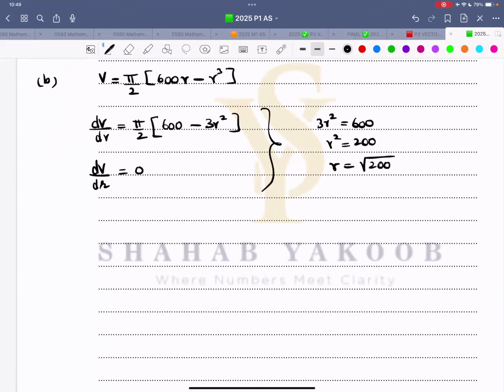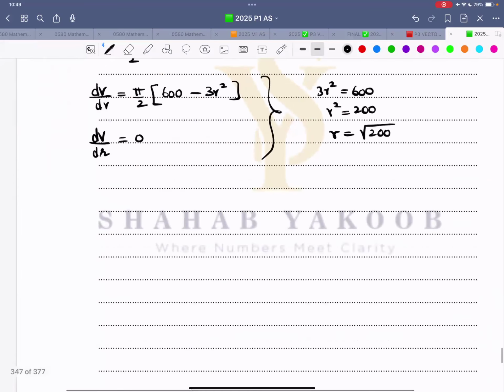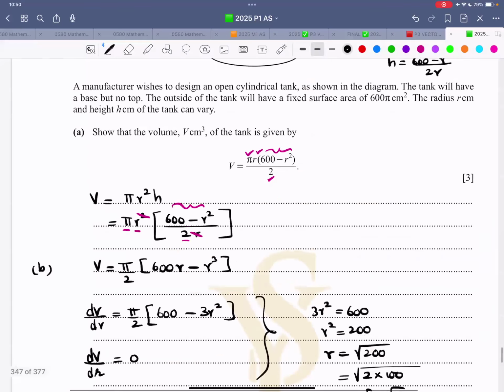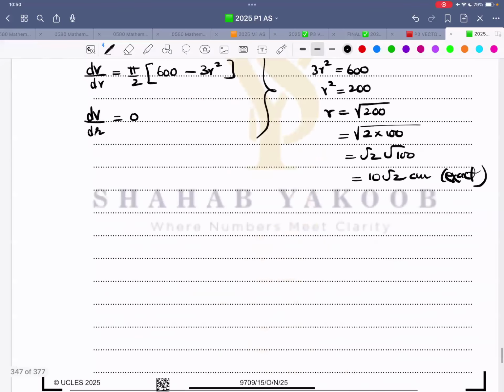That's right over here. That is this much. Simplify it a bit more. That is the square root of 2 times 200, that is root 2 times root 100, that is 10 root 2 centimeters. Yes, mark over here, this is exact. Sometimes it's about significant figures, sometimes it is about exact. This thing is done. So part B is done.